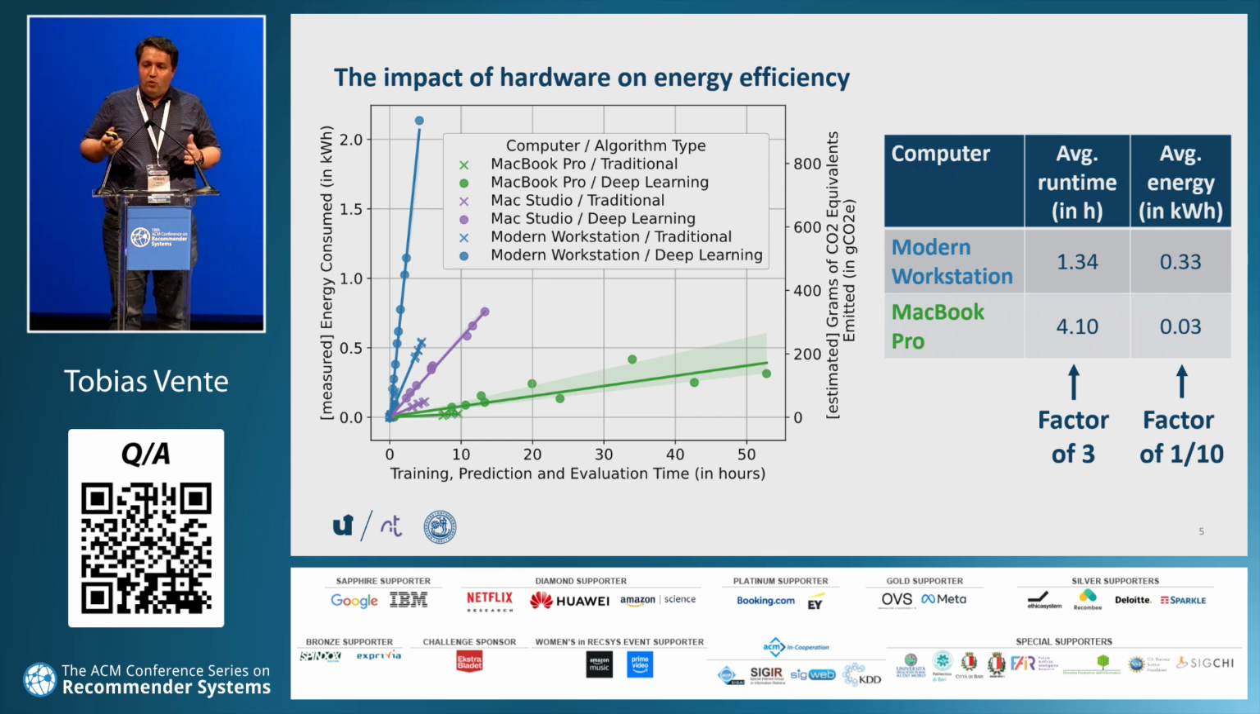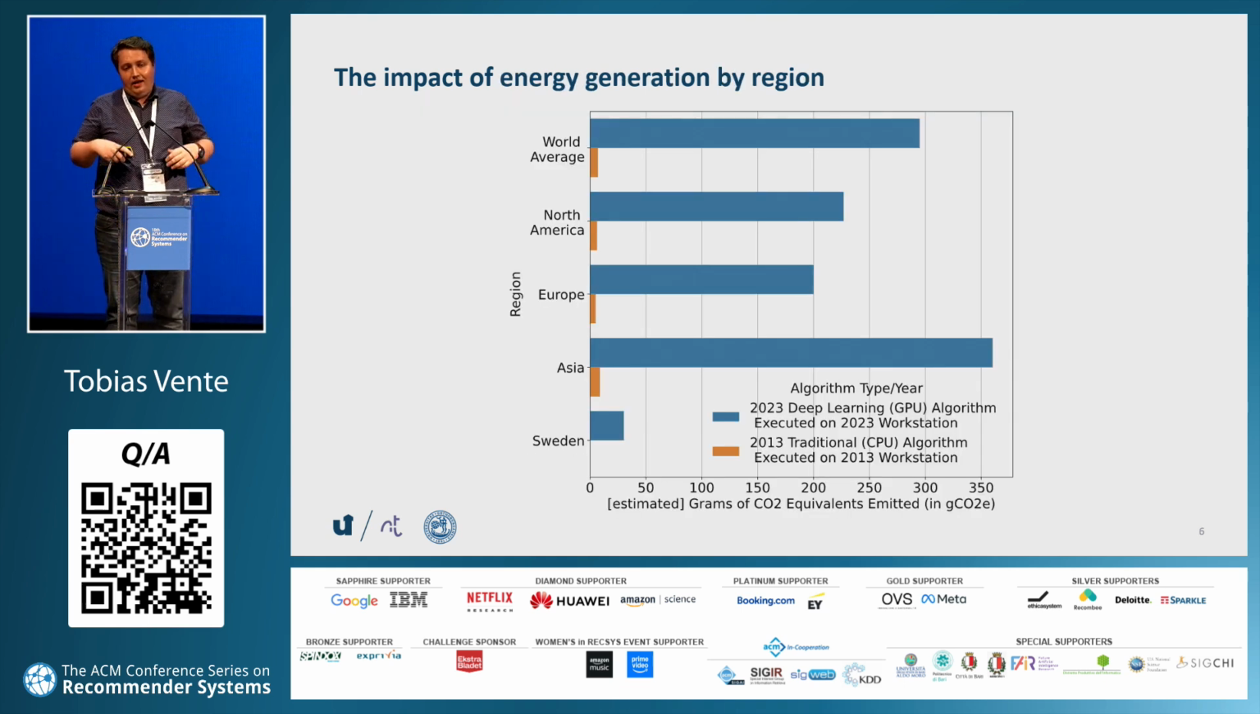So if you're willing to spend a bit more time waiting for your results, you can actually save lots of energy. And it's not just the hardware or the architecture that you use that matters, but it's also the location, because every country has their own grid of electricity, and every country or region relies on different electricity sources. So depending on where you are, this has an impact on how much CO2 it emits.